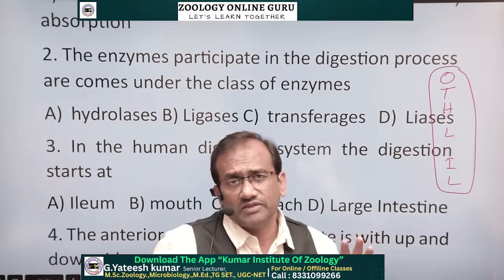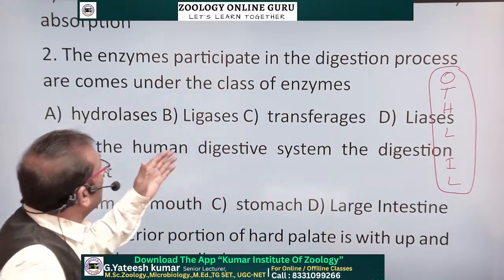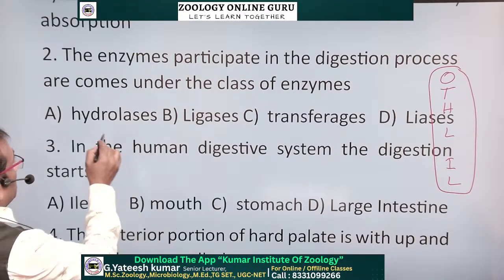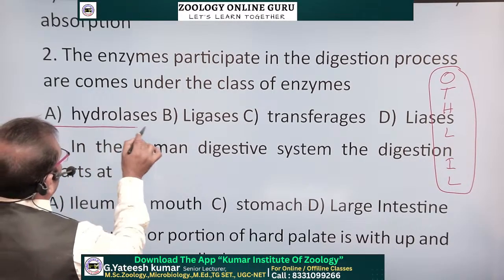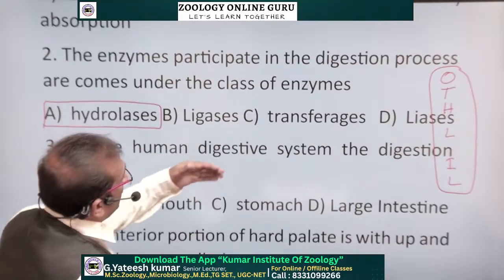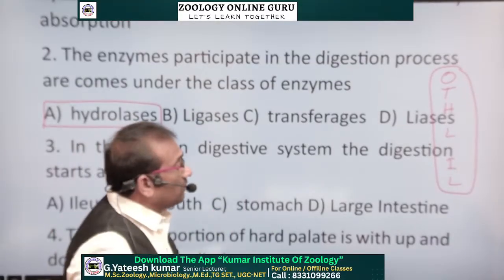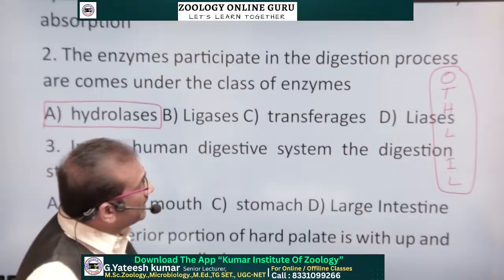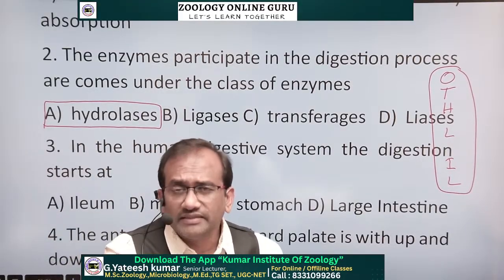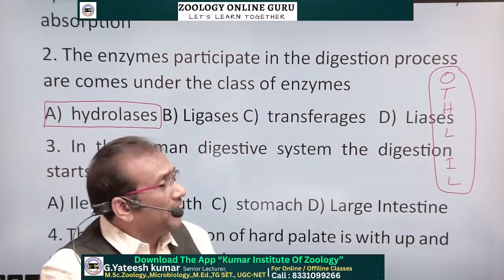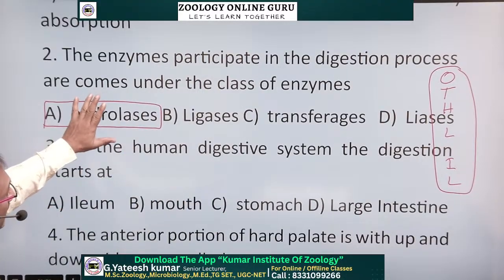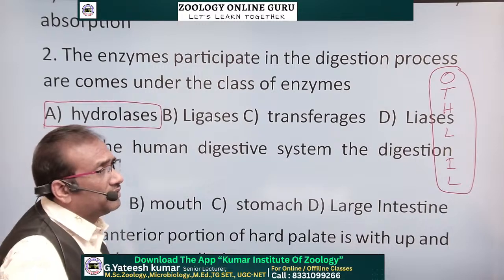So in these 6, which class do the digestive enzymes come under? The answer is A, hydrolases. Ligase joins, transferase transfers a group, and lyases break bonds. So the answer is hydrolases. They function in the presence of water, so they are called hydrolases.